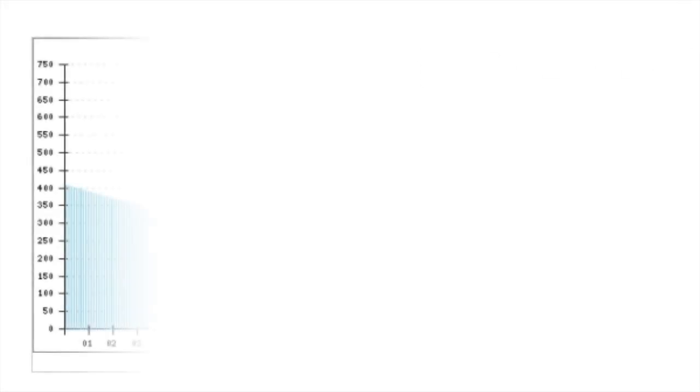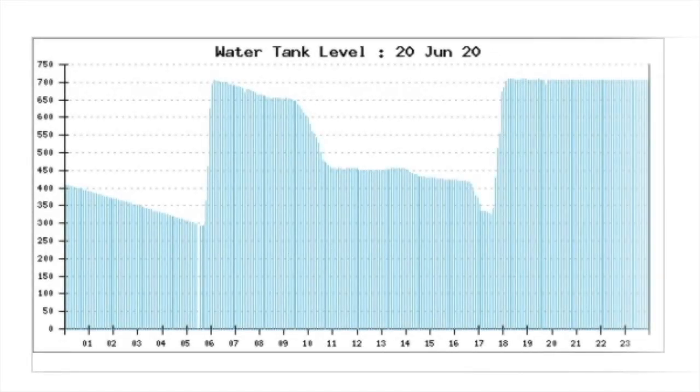The plotted graph provides useful insight to water usage patterns. For example, this gradual decline tells that somewhere in the house water has been leaking continuously for 5 hours. Also, these steep rises indicate that my tank fills up twice a day at these times.